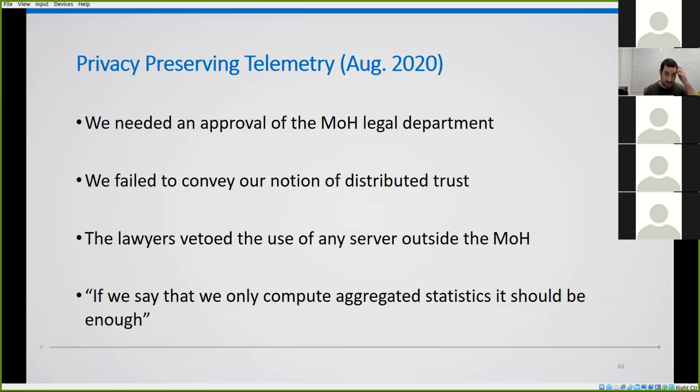And this is a common problem when we try to get people to adopt this kind of new solutions. If we can't explain it to them, they're not going to use it.